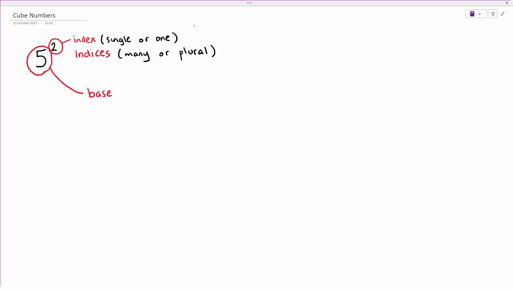And if it has a 2, what did we say? You say 5 squared. And what does that mean? So this little number at the top, that tells you how many times you write this big number. So I will write the number 5 2 times, and I will multiply it, and my answer will be 5 times 5, which is 25.